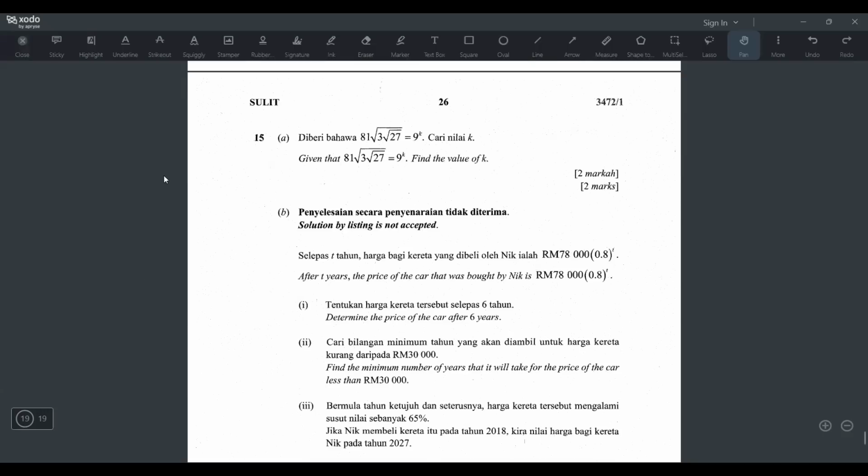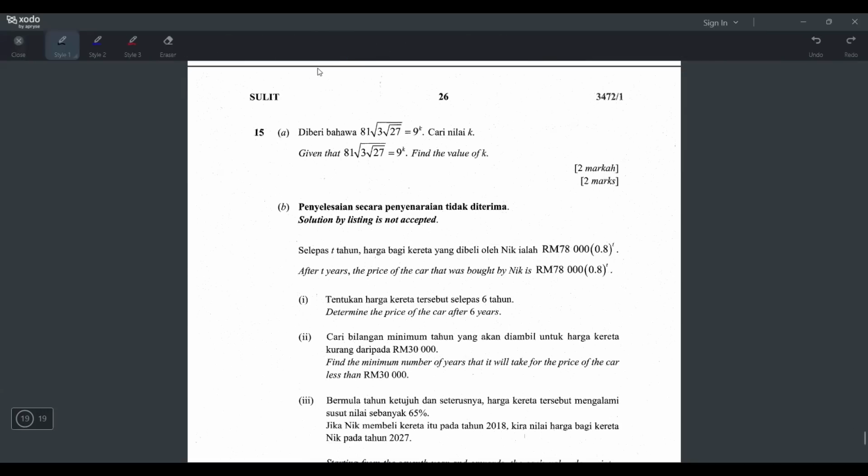Okay, done. Okay, this is the last question, number 15. Let's finish it. I think this is an indices log question, because I see square root and then I see indices here. So for question A, I will do it up here. This is 81 square root 3 square root 27 equals 9 power k. Find the value of k. Okay, how to do this question?